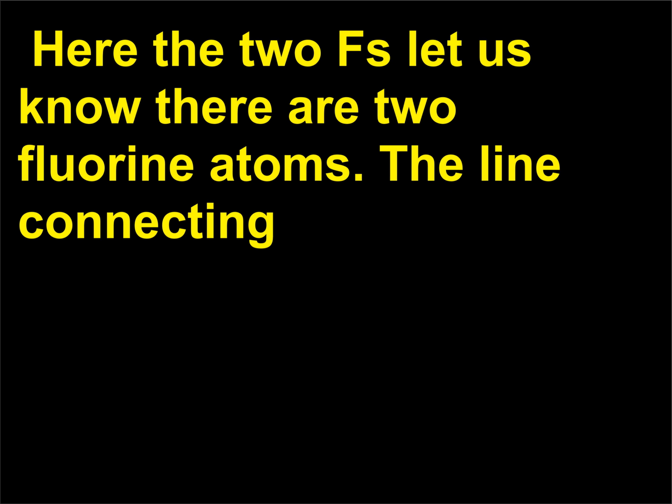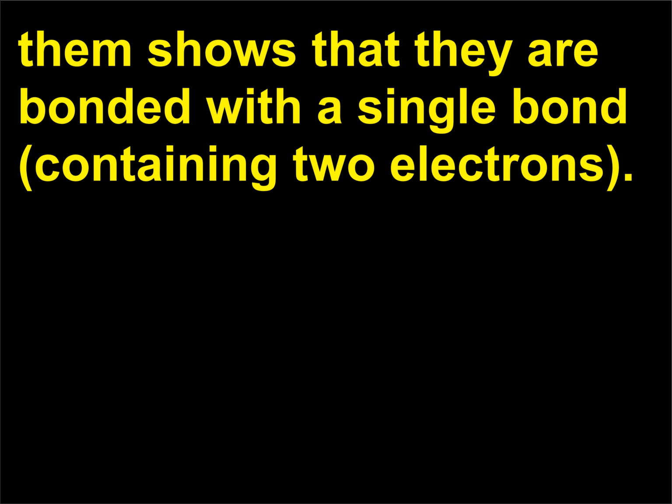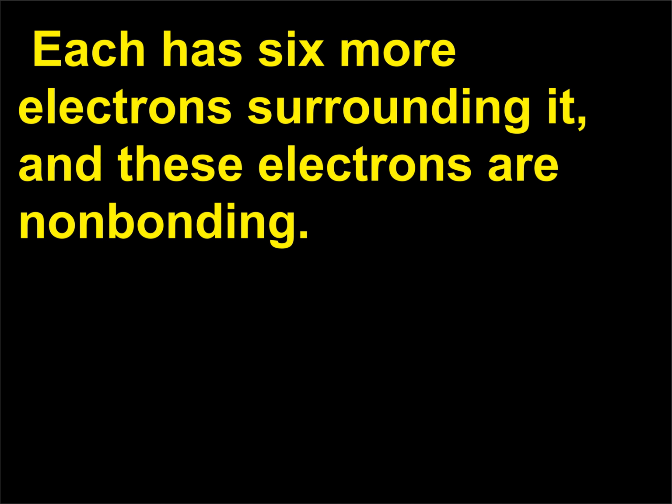Here the two Fs let us know there are two fluorine atoms. The line connecting them shows that they are bonded with a single bond, containing two electrons. Each has six more electrons surrounding it, and these electrons are non-bonding.